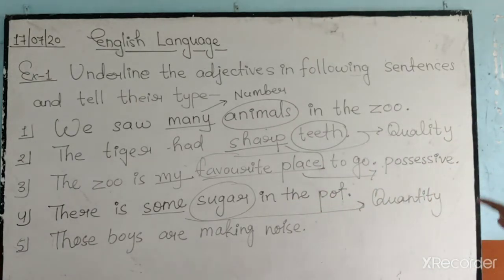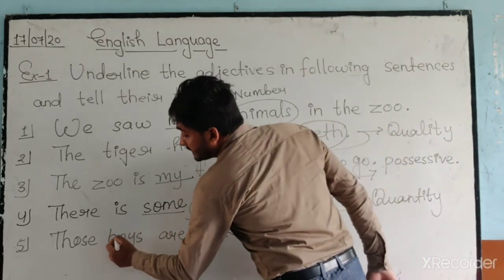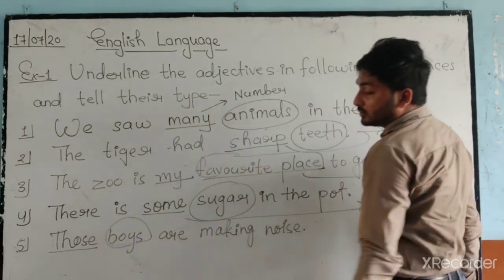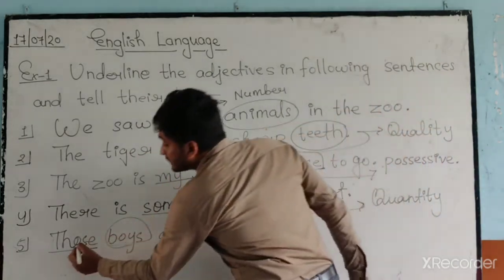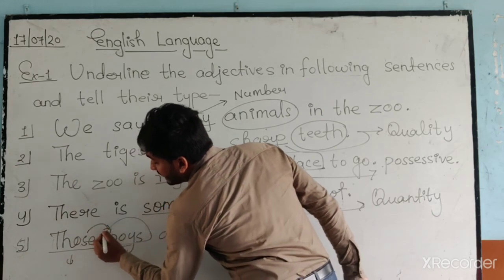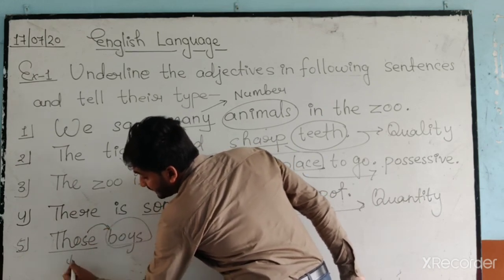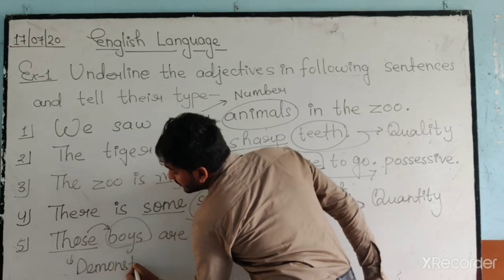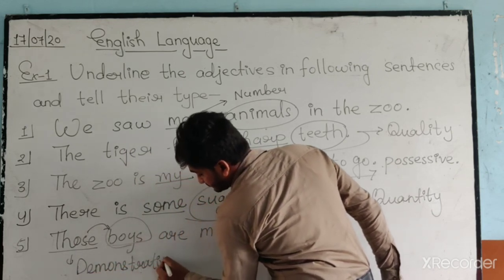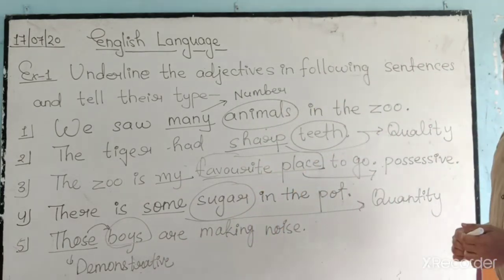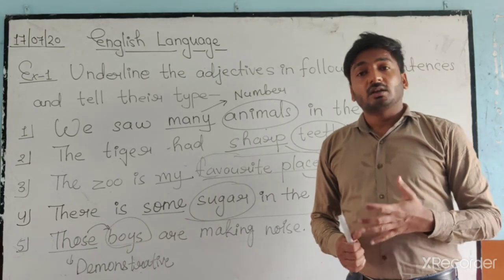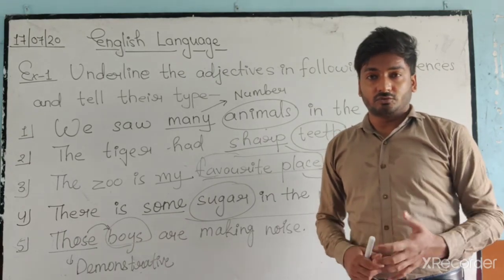The last one is, those boys are making noise. Indicating the boys, which means the indicating word is those. And those is followed by a noun, boys. That means those is a demonstrative adjective. Okay. Now we have done for today. Now we will do book exercises tomorrow. Okay.